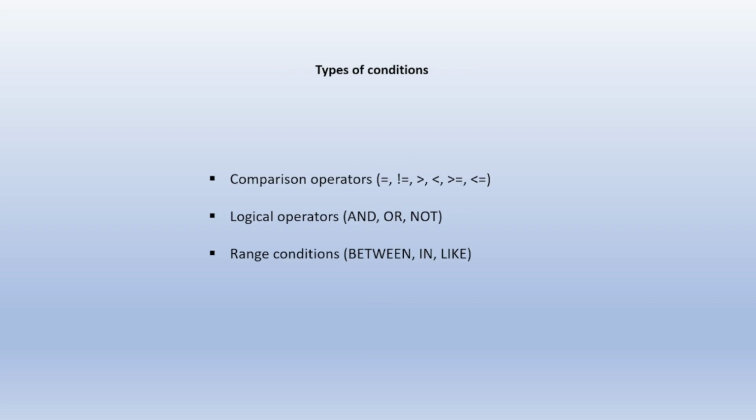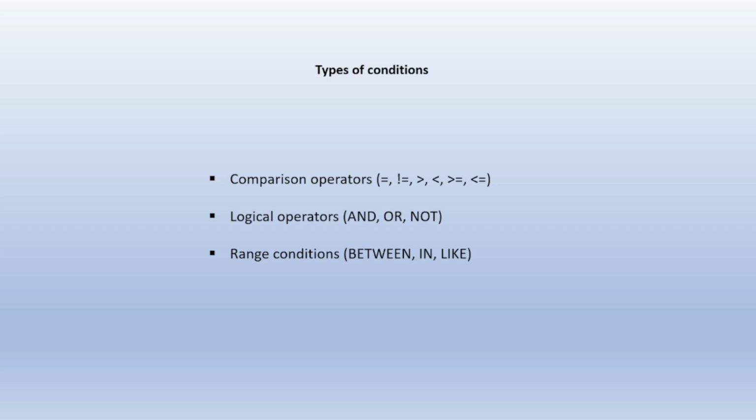Types of condition we can apply under where clause. First type of condition is comparison operators, that is equal to, not equal to, greater than, less than, greater than equal to, or less than equal to. Second type of condition is logical operators. We can apply and, or, not as logical operators in where clause. Third, we can use range conditions like between, in, and like.